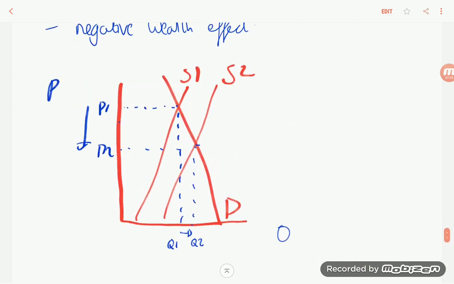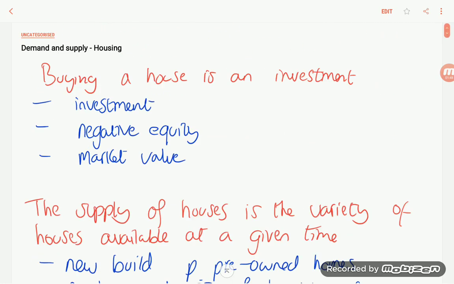An increase in the supply of new houses built should lead to a fall in the price of houses. This is shown on the diagram in front of you, where supply will shift from S1 to S2, leading to more houses being built, which will lead to an extension in demand between Q1 and Q2, and consequently there'll be more houses on the market.